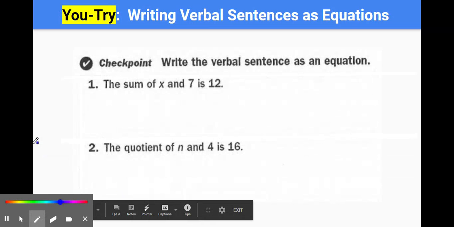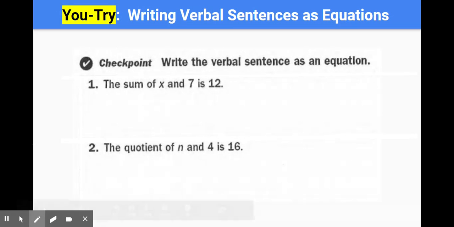Time for a few you try problems. So the directions say, write the verbal sentences as an equation. Problem number 1 says the sum of x and 7 is 12. The key word here is sum. Sum tells me I should use what operation? Addition. So what would this equation look like? X plus 7 equals 12.